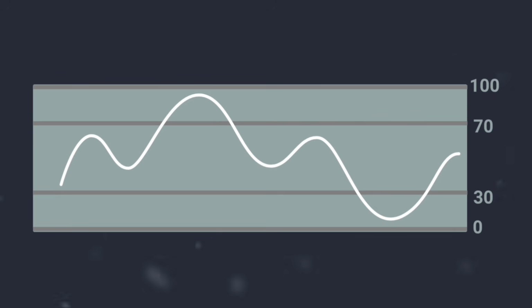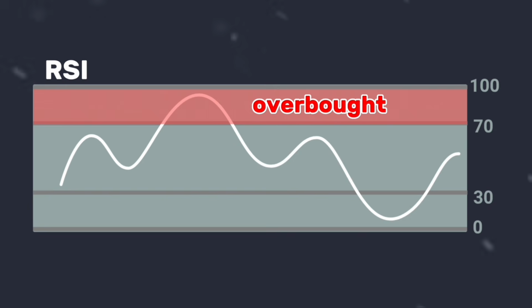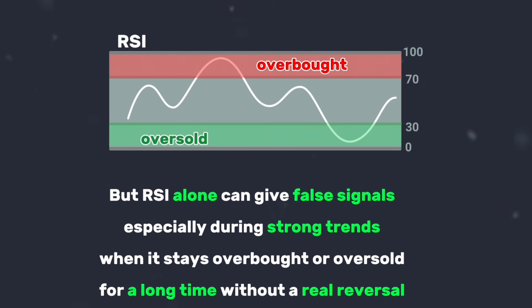Quick RSI Refresher. First, a quick reminder. RSI, or Relative Strength Index, helps us identify overbought and oversold conditions. Values above 70 usually mean overbought, and below 30 means oversold. But RSI alone can give false signals, especially during strong trends, when it stays overbought or oversold for a long time without a real reversal.